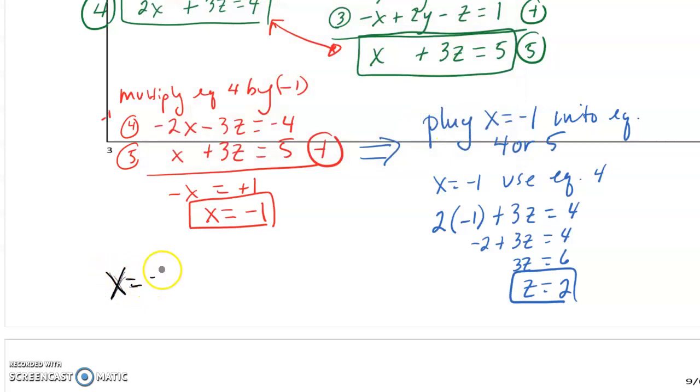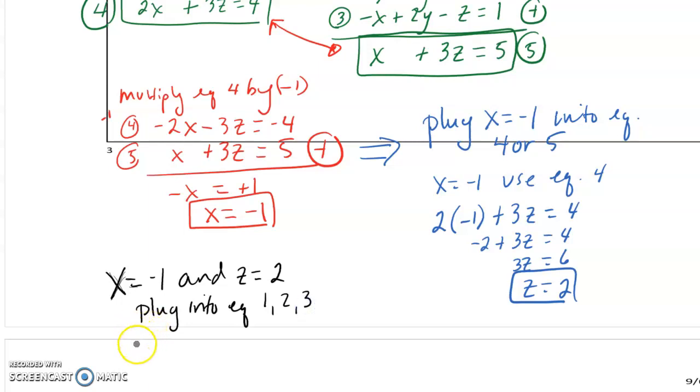X equals negative 1 and z equals 2. I can substitute or plug into equation 1, 2, or 3. And just for simple purposes, I'm just going to use equation 1.